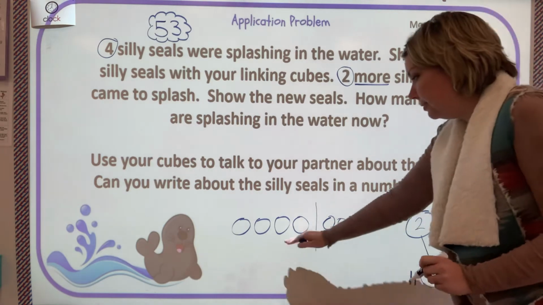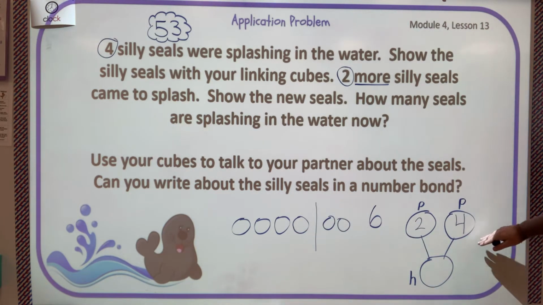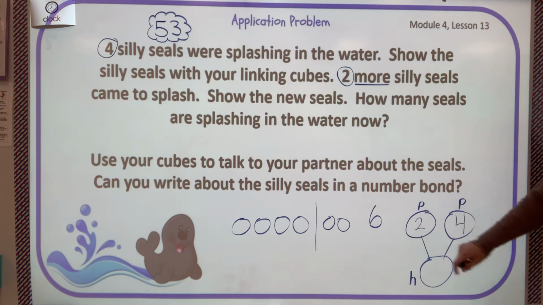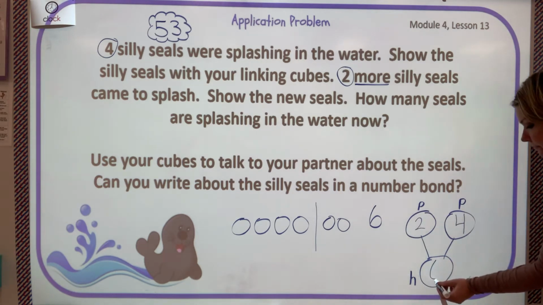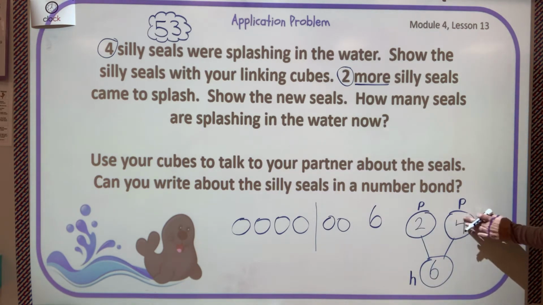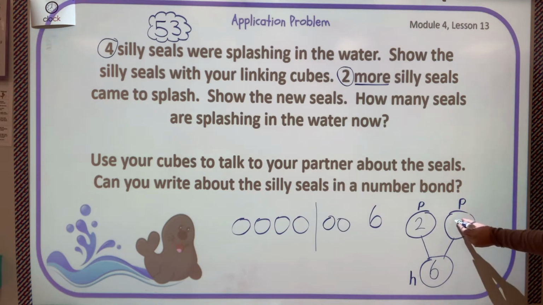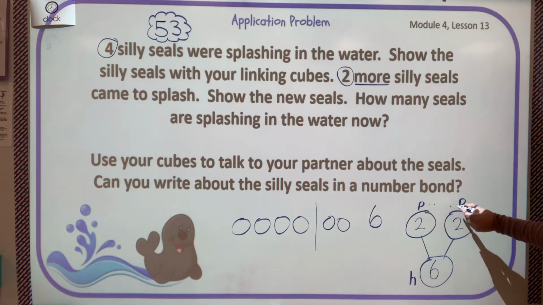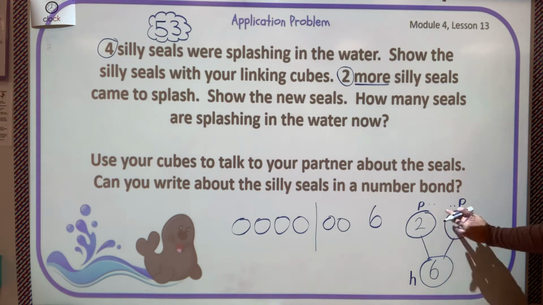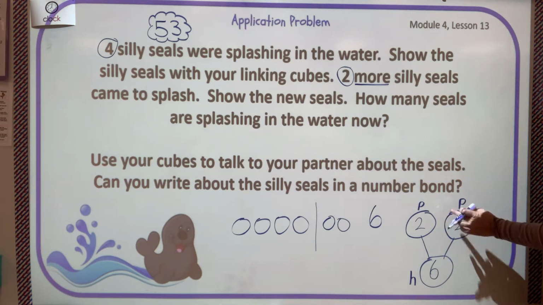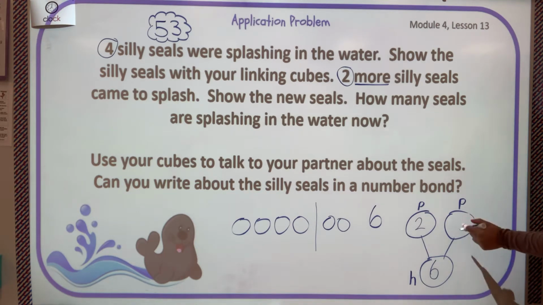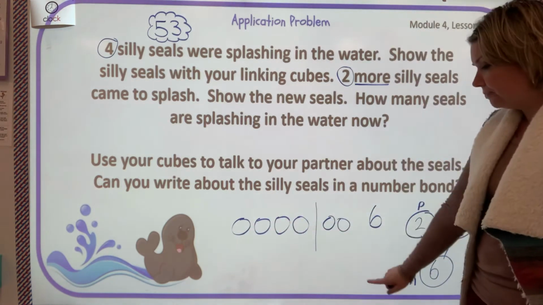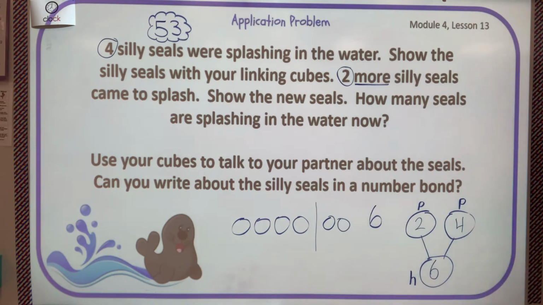So if I put 4 and 2, then that would make my whole 6. If I only put 2 and 2, let's see if that made 6. I wonder if 2 and 2 make 6. 1, 2, 3, 4. Does that make 6? No. That's how we know our parts have to match our whole. But 2 and 4 make 6. 4, 5, 6. There's our number bond.